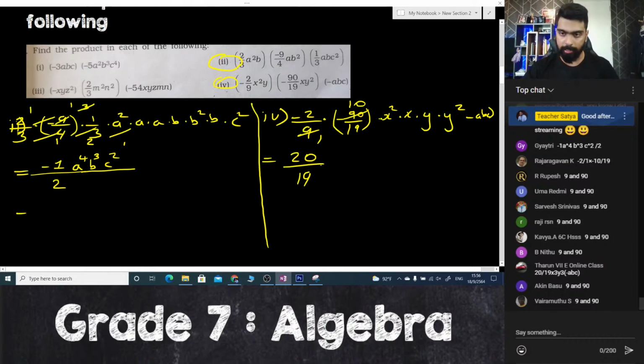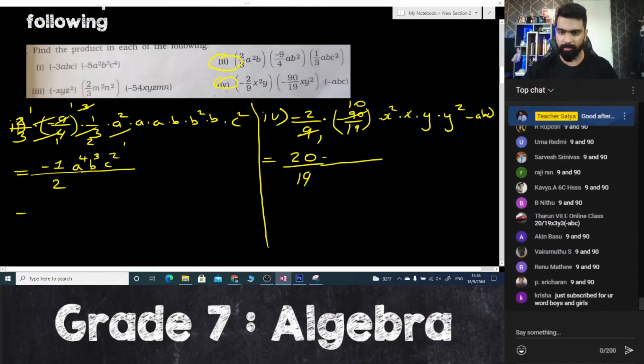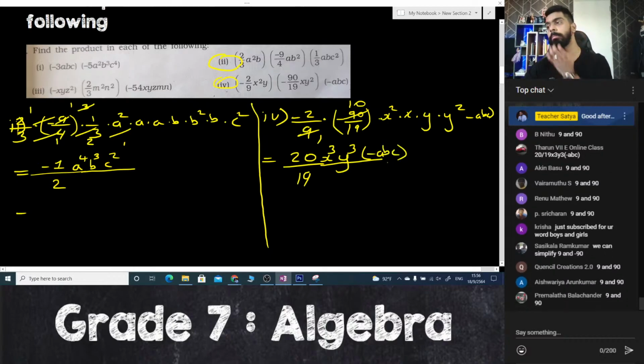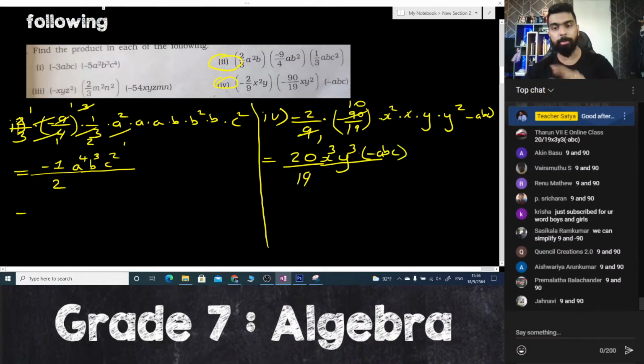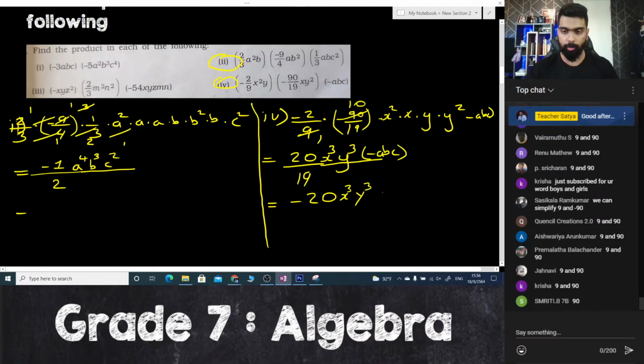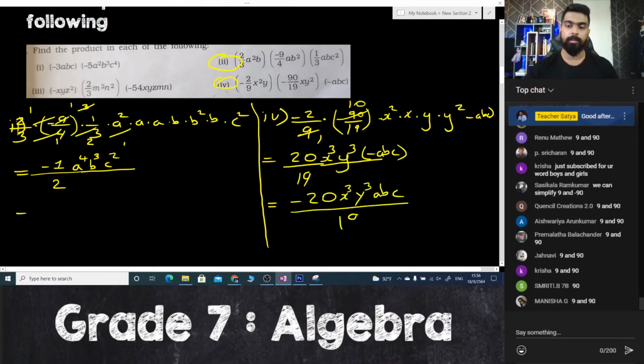Now let us multiply the variables. x squared times x is x to the power of 3. y times y squared is y to the power of 3. And we have a negative ABC, right, guys? What we are going to do is bring this negative in front of the term. So we will have negative 20 x cube y cube ABC over 19, and that would be our final answer, guys.